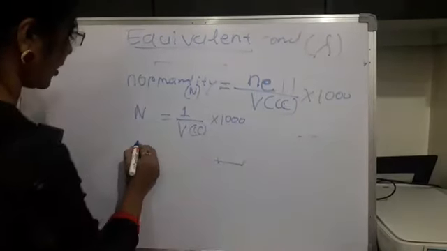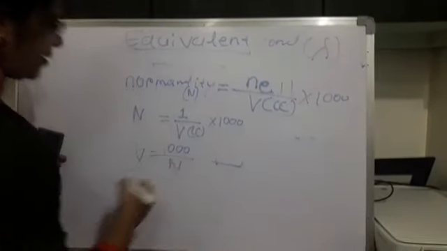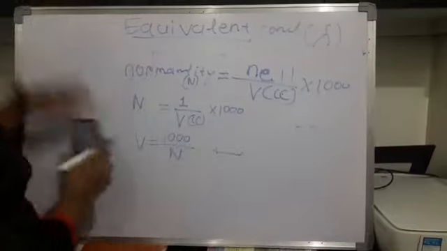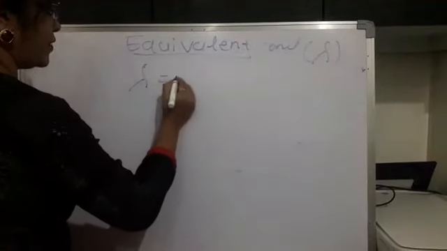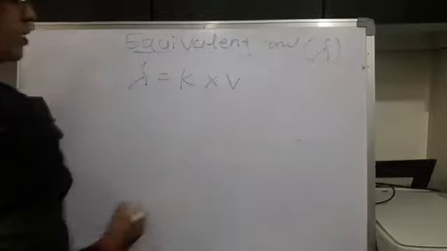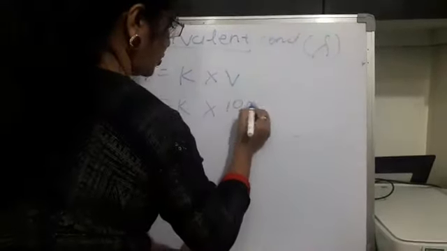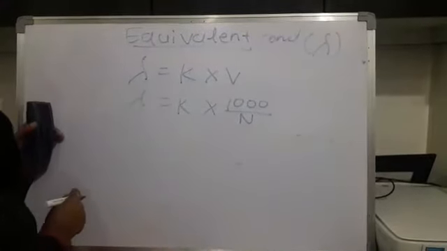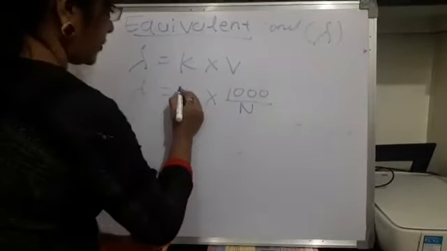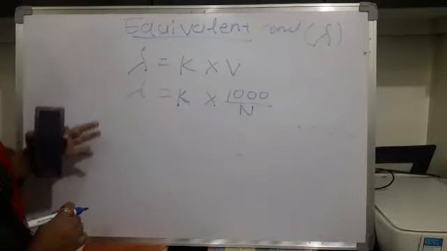So how can we determine V? V equals 1000 upon N. Then this value is put in equation number 1, lambda equals K into V. What is V? 1000 upon N, the normality. So this is the equivalent conductance. Again, now the unit of the equivalent conductance.